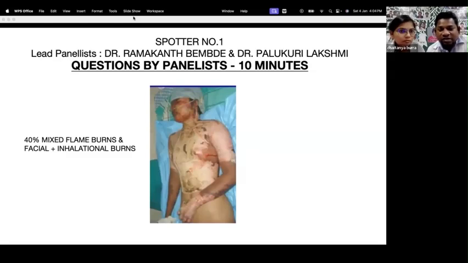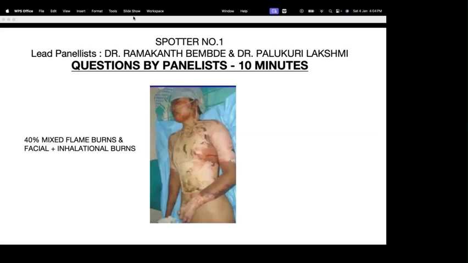Once we have assessed the percentage, we will have an IV line access, and we will start IV fluid resuscitation followed by nasal oxygen if the saturation of the patient is maintained. If there is any compromise in the airway, any signs of inhalation burns, or the presence of any hypoxia, then we will suggest early intubation for the patient as part of initial resuscitation. Ramakant sir, you can proceed.